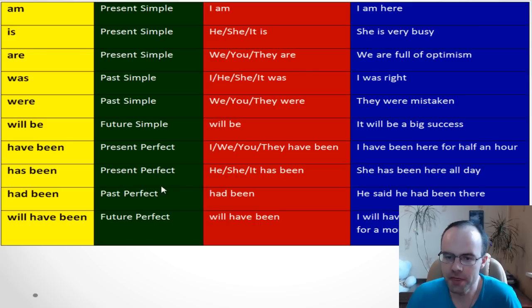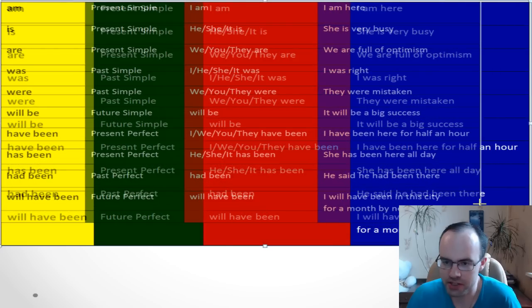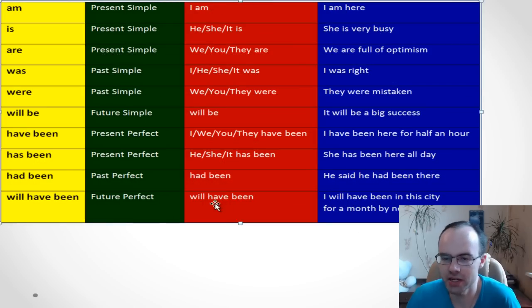Right. And there is one more, so very advanced structure. So will have been. So we use it with future perfect. Okay, I think that you need to see it better. So will have been. So let's look at this example. I will have been in the city for a month by next week. So you know that we use future perfect when we have for and by in our sentence. So you see, for a month and by next week.